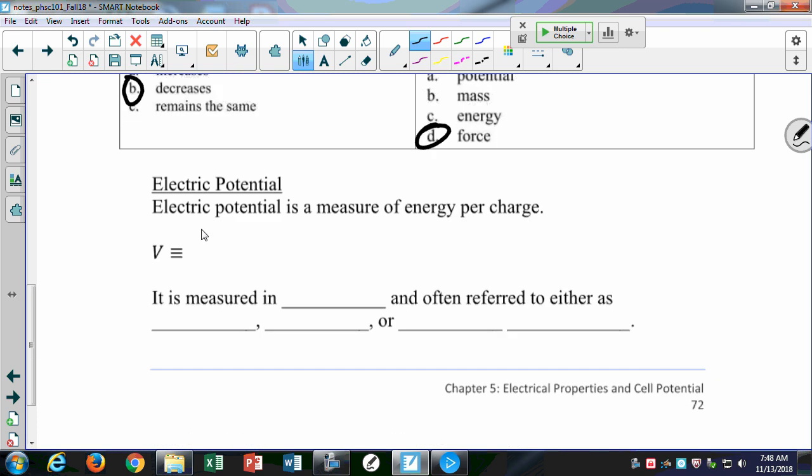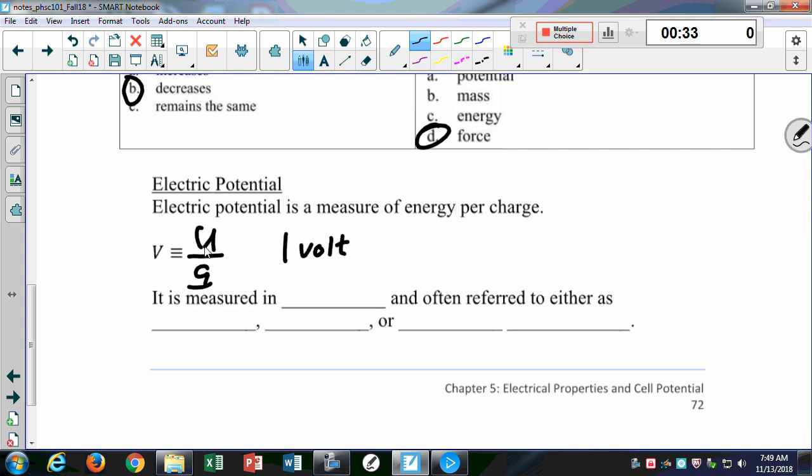All right, so electric potential is a measure of energy per charge. And so we'll define it as U divided by Q. U divided by Q. No, Q is charge. Q is the variable you use for charge.